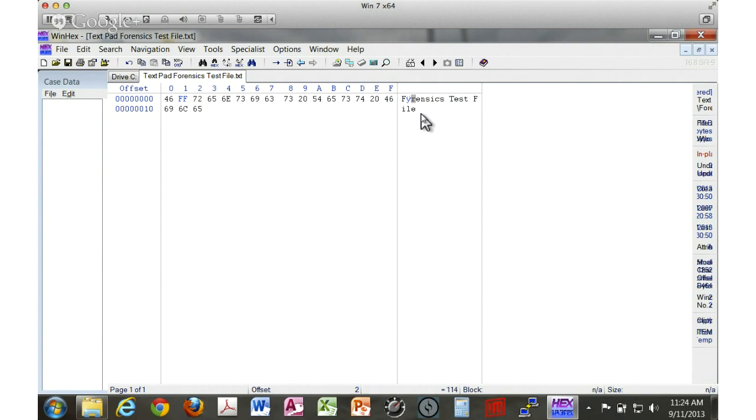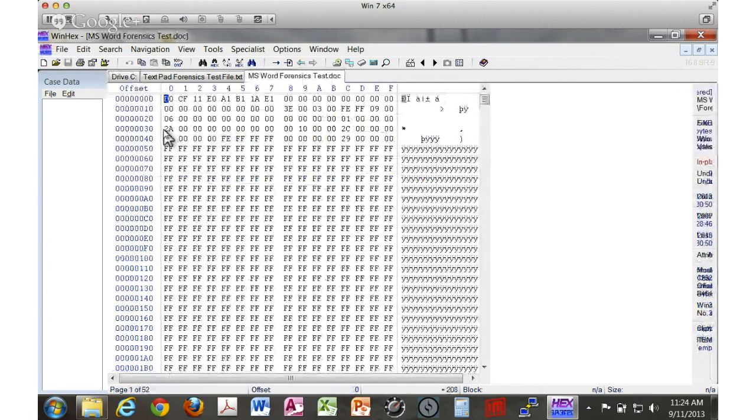So I'm not sure. Actually, it's just a computer character. Let's go back to drive C, because now it gets interesting. Let's look at the MS Word forensics test. Okay? Yes, here's the 24 kilobytes Microsoft uses to record that this file says forensics test.